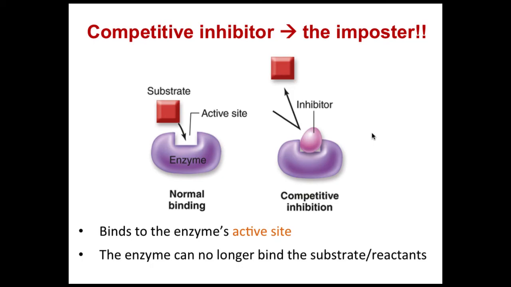The other example is competitive inhibition. This is what we think of as the imposter. In this one, the inhibitor binds directly to the active site itself, so that the intended substrate, the substrate that's supposed to bind there, can no longer bind because the inhibitor is blocking it.